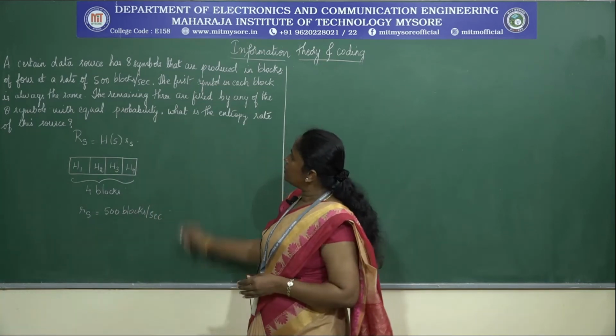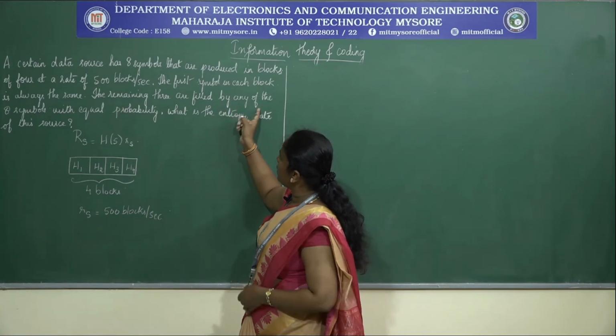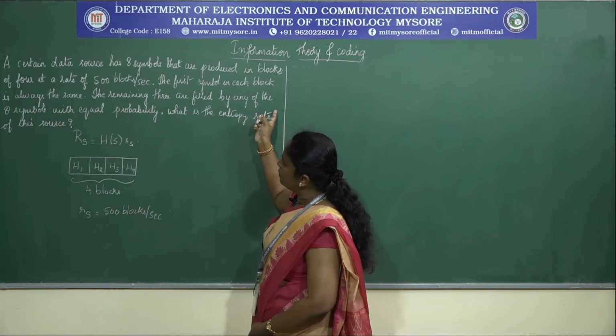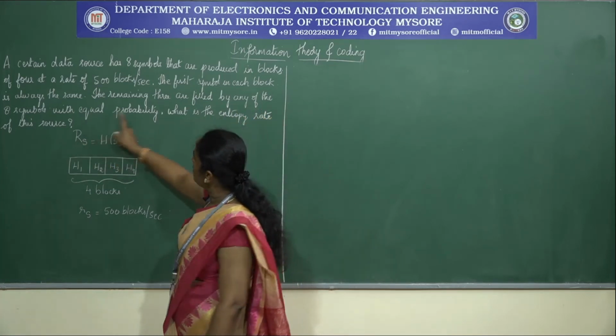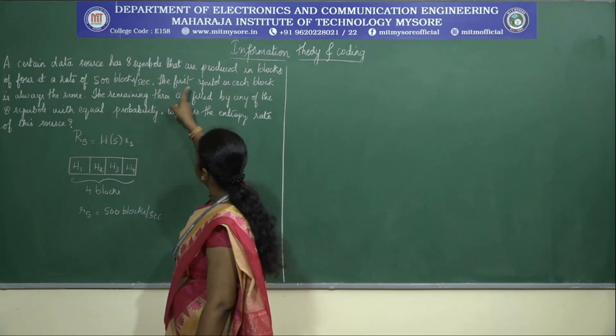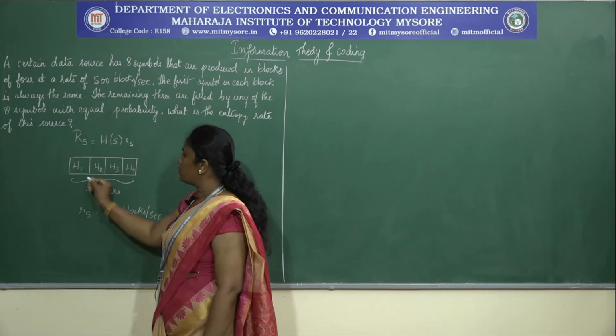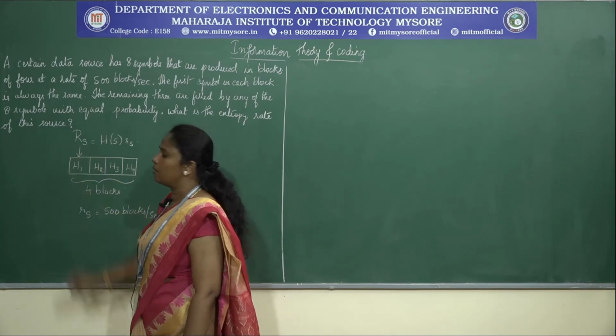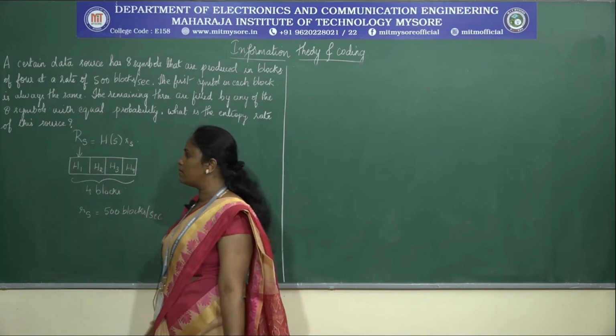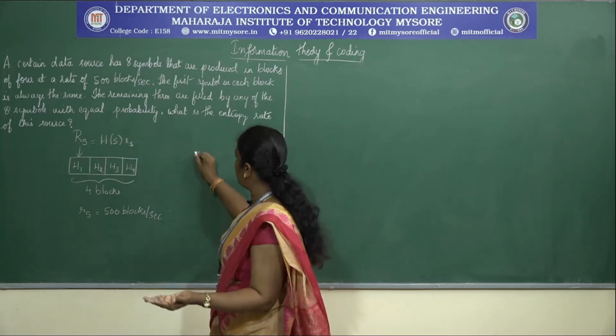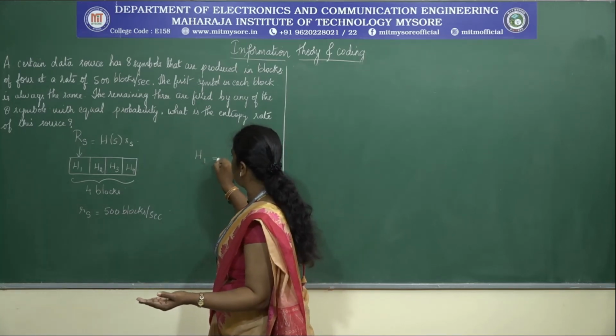So now, they have also given that the remaining 3 are filled by any one of the 8 symbols with equal probability. But the first symbol in each block is always the same. That means the very first block, H1, will always be equal to 0.